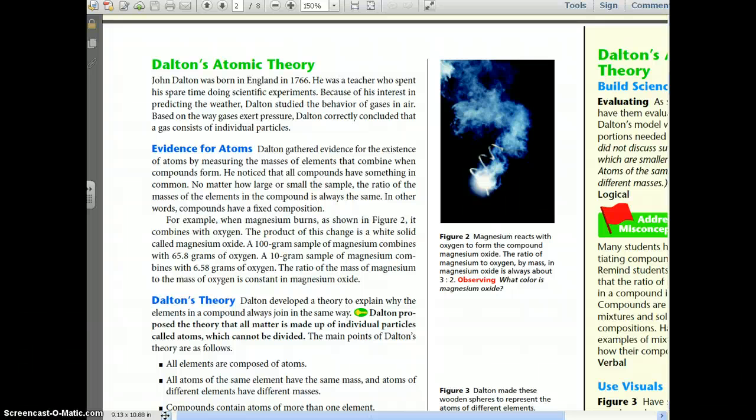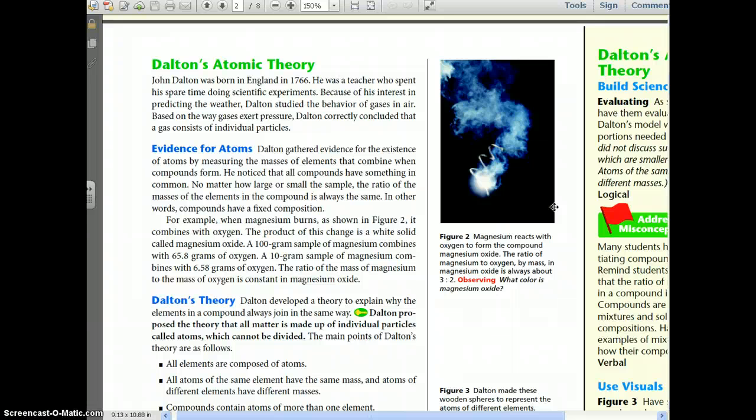No matter how large or small the sample, the ratio of the masses of the elements in the compound is always the same. In other words, compounds have a fixed composition. For example, when magnesium burns, as shown in Figure 2, up here in this corner, it combines with oxygen. The product of this change is a white solid called magnesium oxide.